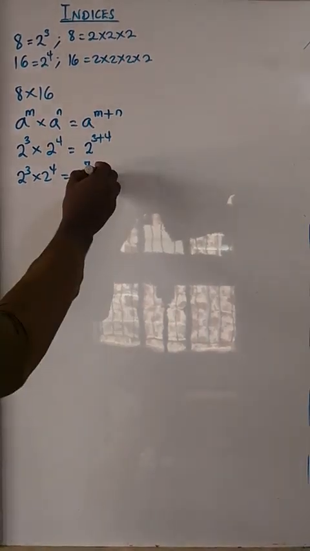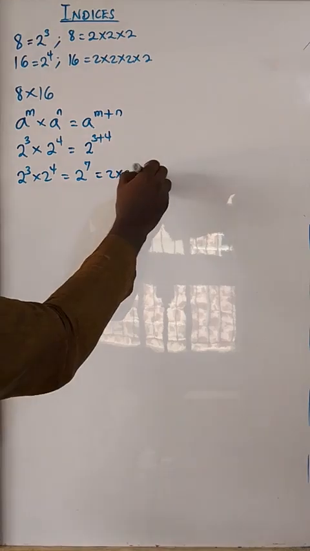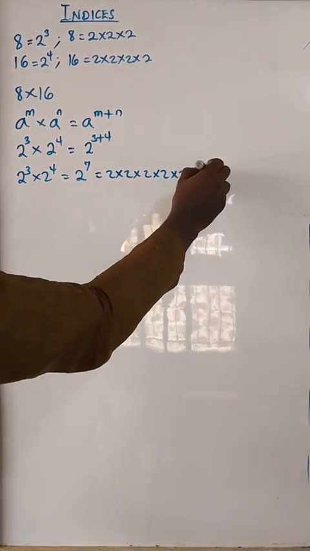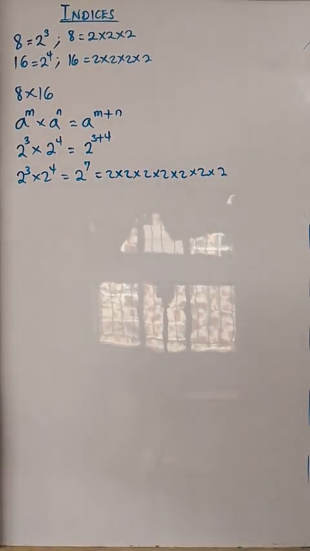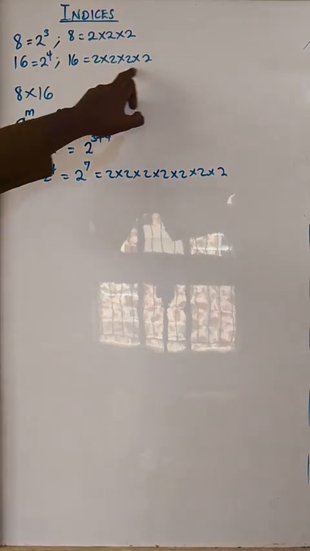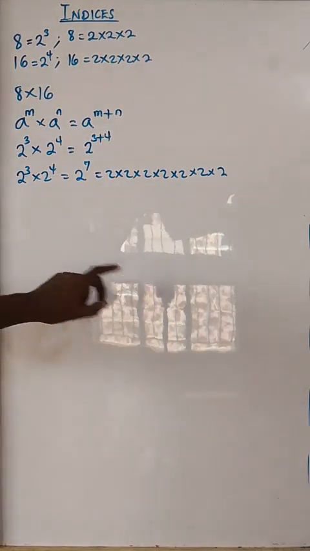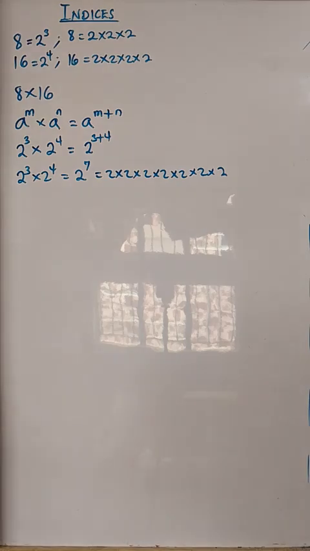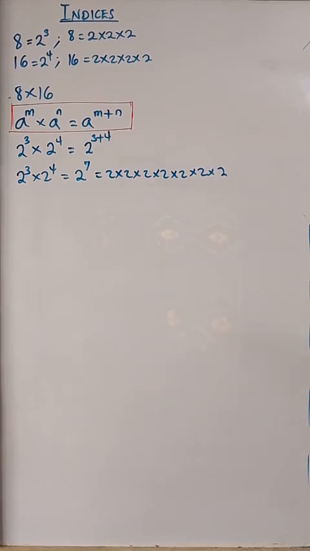And 2 raised to power 7 is 2 multiplied by itself in 7 places: 5, 6, 7. So we can just count. Here we have 2 in 3 places, here we have 2 in 4 places. So altogether we have 2 in 7 places. There is a reason I'm explaining it this way. You will understand very soon. So what we have here is the first law of indices.